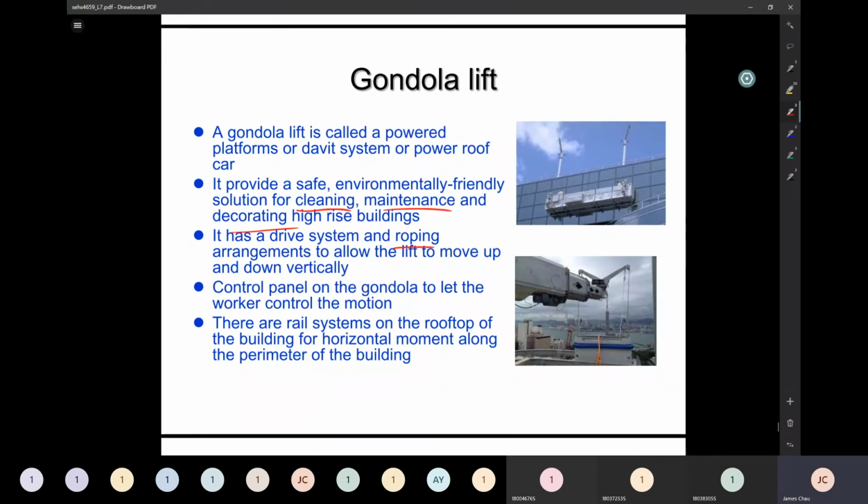And inside the gondola, it has a control panel to control the motion of the gondola. And actually, the gondola system has a valve so that it can move the gondola to different positions of the building. Okay, it makes the horizontal movement for the gondola around the building.